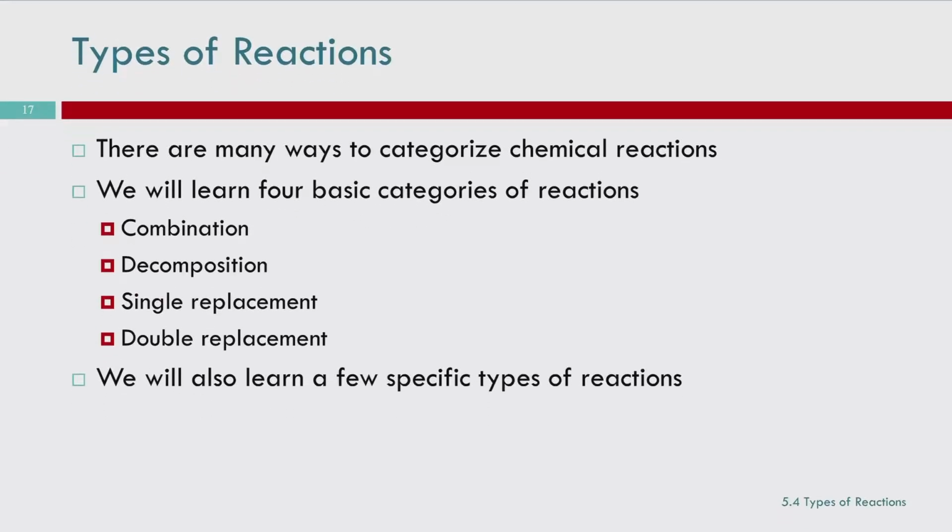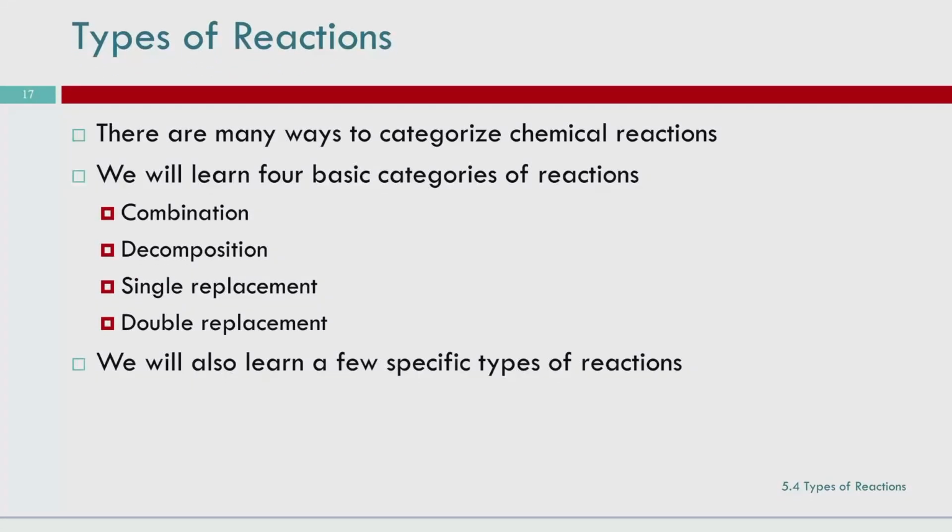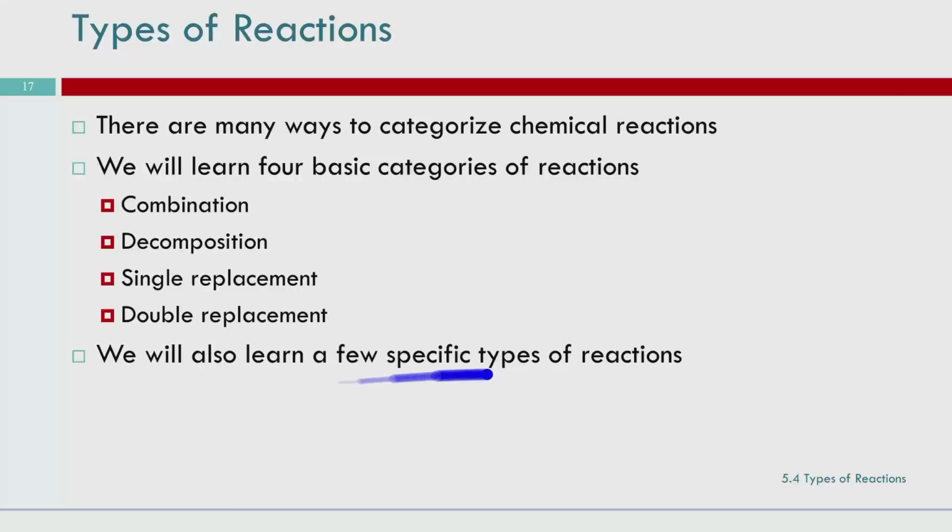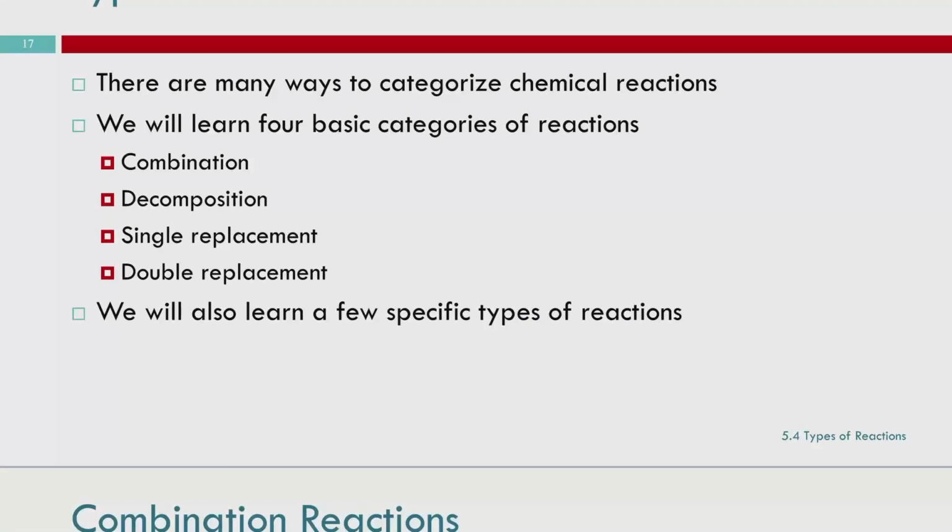And now we're going to learn about some types of reactions. There are lots and lots of ways to categorize chemical reactions. We're going to learn 4 basic categories. So we're going to learn about combination and decomposition. Those are sort of opposites. We're going to learn about single replacement and double replacement. I've talked about double replacement a little bit. And we're just classifying these based on how many things we have on the left side, how many things we have on the right side, and what they do. We're also going to learn a few specific types of reactions, like combustion.